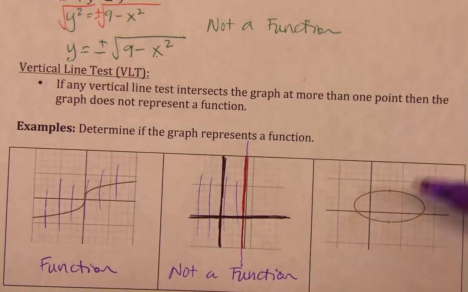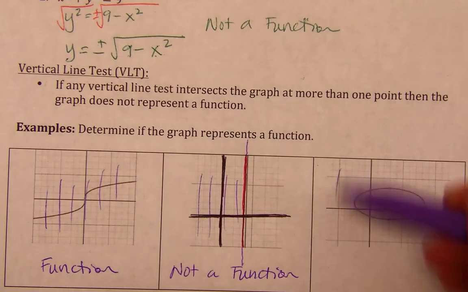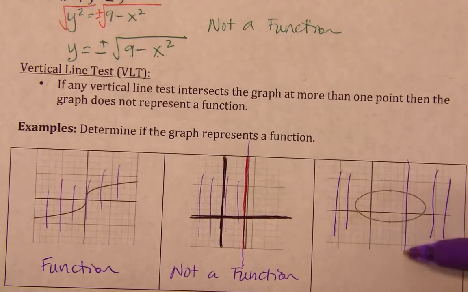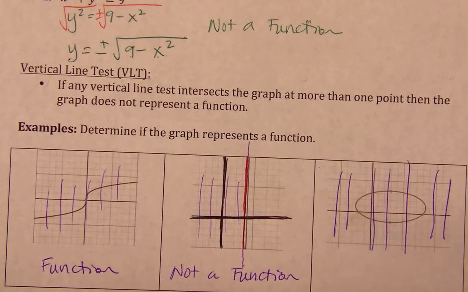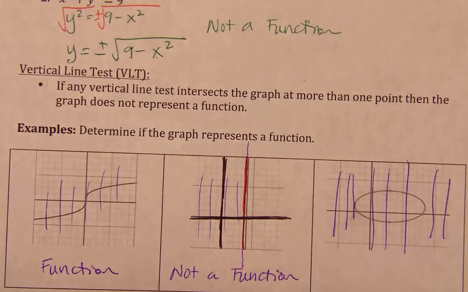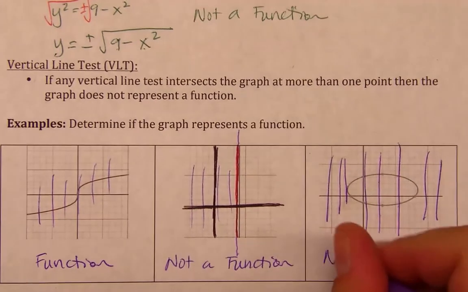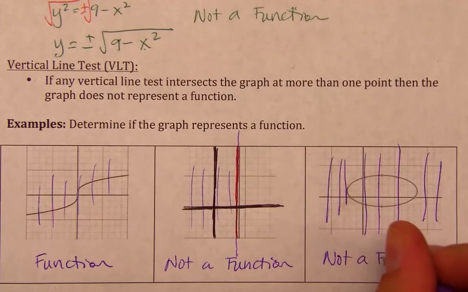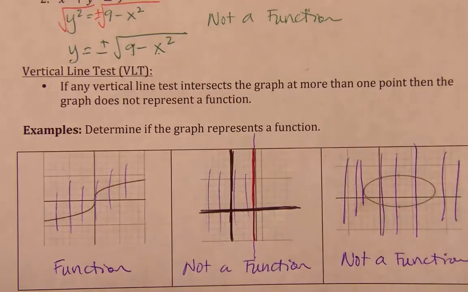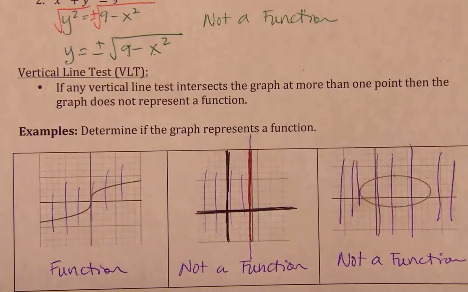And then this last one, even though this line works, this line works, this line works, and this one works, any line hitting this ellipse here is going to hit more than once. Even though this line right here might work, every single line has to work. So this is not a function. And I'm going to go ahead and flip to the next page here.